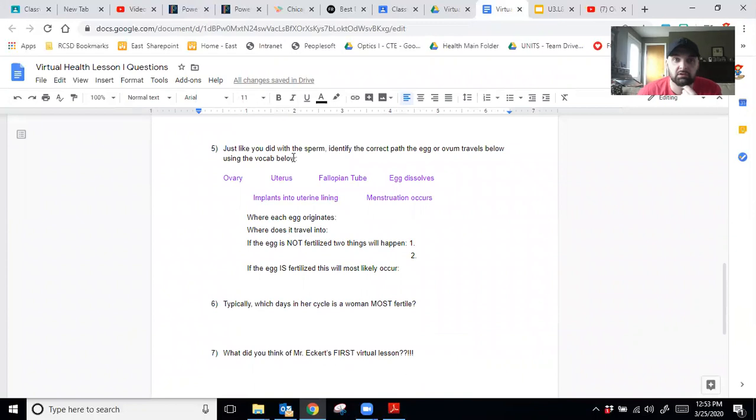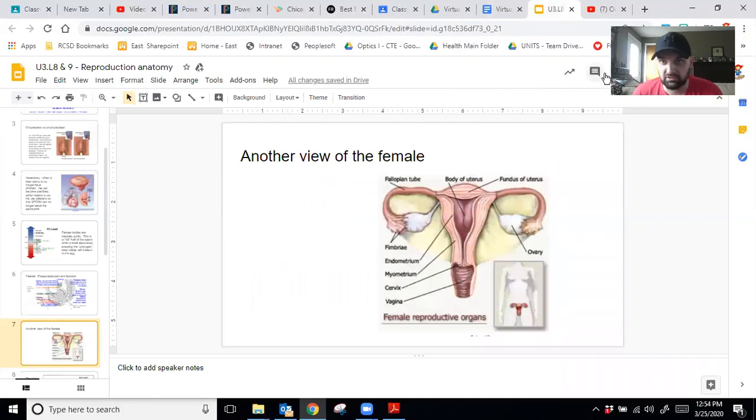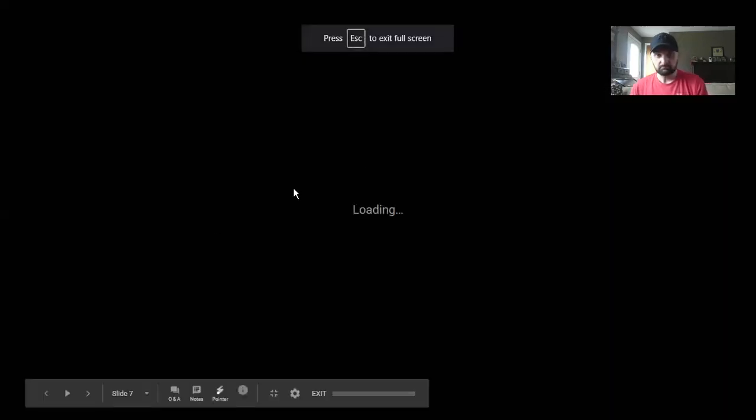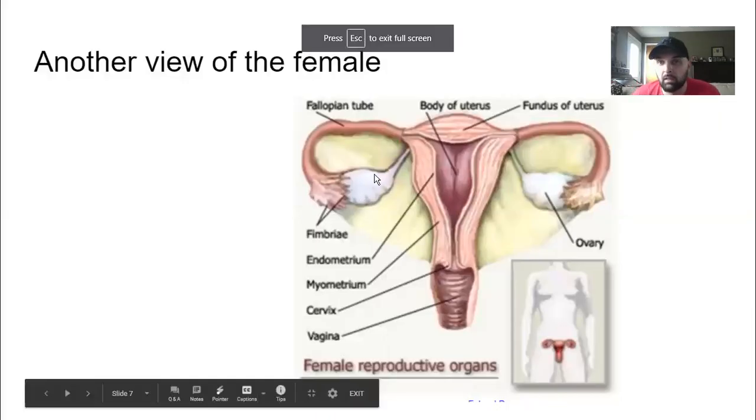So when we look at the female anatomy, your next question is going to be similar to the first question. Just like you did with the sperm, identify the correct path the egg or ovum travels using the vocab below. So you have an ovary, uterus, fallopian tube, and then there's these things that happen. The egg dissolves, or it implants into the uterine lining, and menstruation occurs. So where does the egg originate? So the egg originates in an ovary.